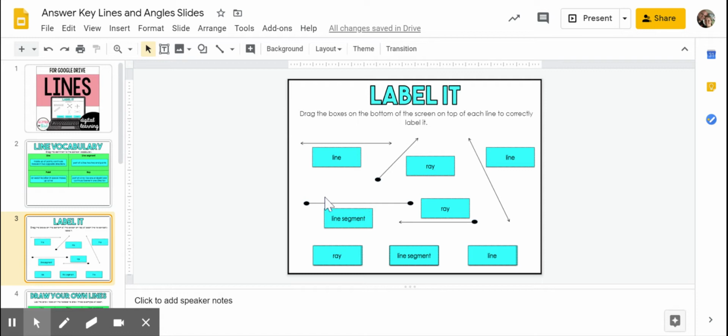Looking here with our labels, this is a line because it goes on forever and ever, shown by the arrows. This is a ray because it has one endpoint and an arrow showing that this side will go on forever and ever. Again, another line and another ray. And then the line segment has 2 points at the end, so it's a section of a line.